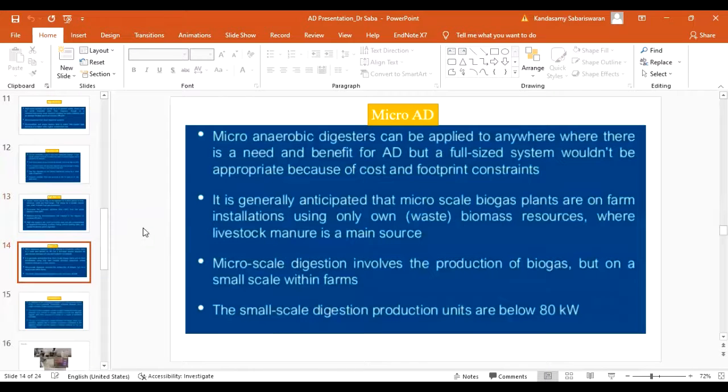So AD, micro anaerobic digestion, can be applied anywhere there is a need and benefit for anaerobic digestion, but a full-sized system won't be appropriate because of cost and footprint constraints. It is generally anticipated that micro-scale biogas plants are on-farm installations using only their own waste biomass resources, where livestock manure is a main source. Micro-scale digestion involves the production of biogas, but on a small scale within the farms. The small-scale digestion production units are below 80 kW.